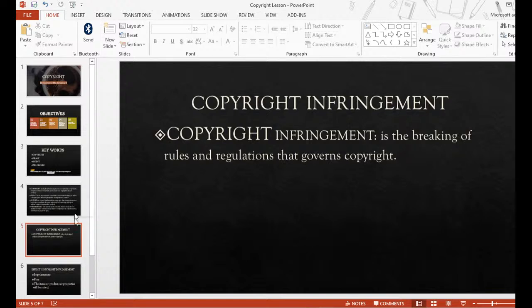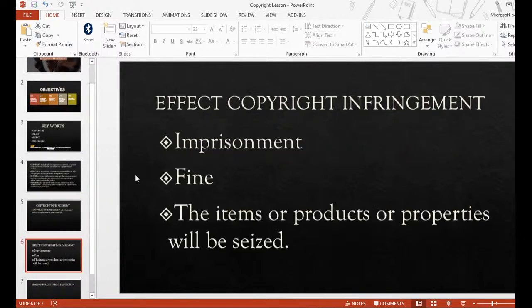Now let's look at the effect of copyright infringement. What happens when you break the rules and regulations that govern what? Copyright. What happens? Do you just go scot-free? Do you just pick somebody's property and do anything that you want with it without the person's permission and go scot-free? Now let's look at what happens when you infringe upon copyright, exactly the effect of copyright infringement.